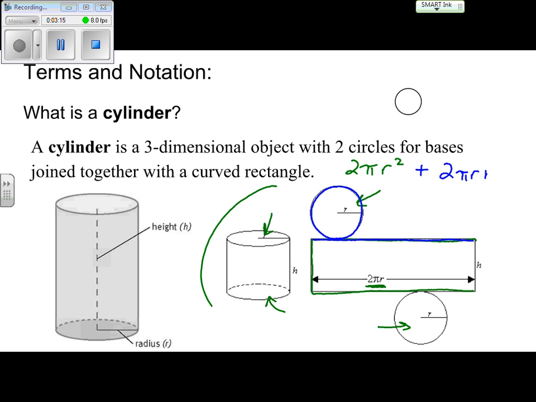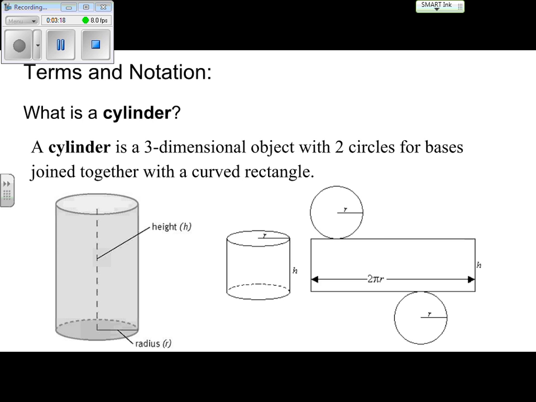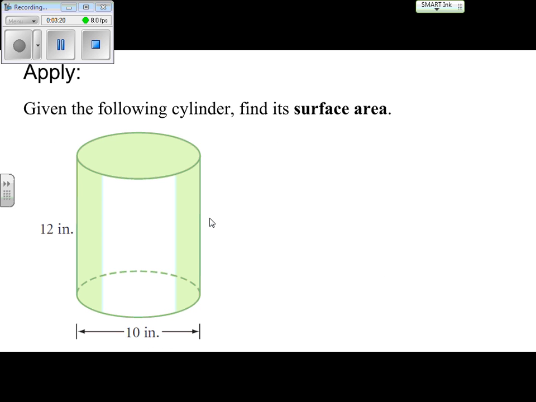Let's do an example. Given the following cylinder, find its surface area. Once again, we're going to be dealing with 2 circles, so that's 2 pi r squared, since it's area, plus the rectangle, which we know is the circumference of the circle, 2 pi r, times the height. Now that formula looks really long to me, but you'll notice there's actually only 2 variables involved, r and h.